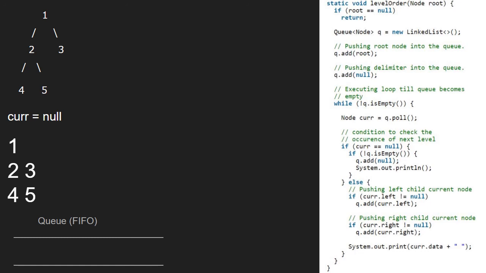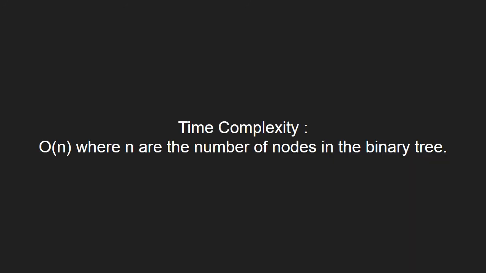Now, let us have a look at the time complexity of the program. This code will run in big O of n complexity. Here n is the number of nodes in the binary tree. With this, we come to an end of this tutorial.